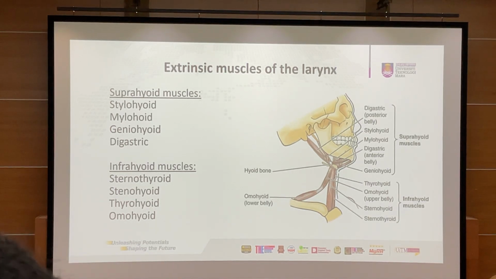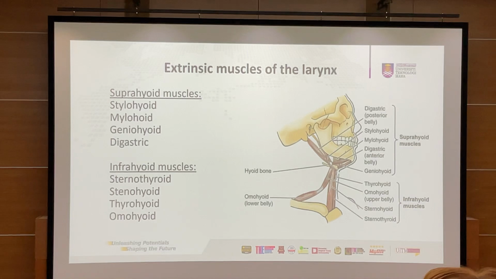So besides intrinsic muscles, we also have extrinsic muscles of the larynx, which are suprahyoid muscles and infrahyoid muscles. And the main function is to control the vertical laryngeal position, basically to depress and elevate the larynx. It also provides laryngeal stabilization in general.